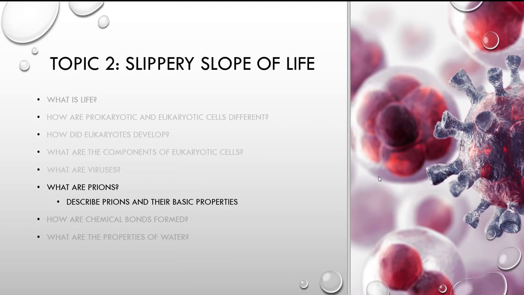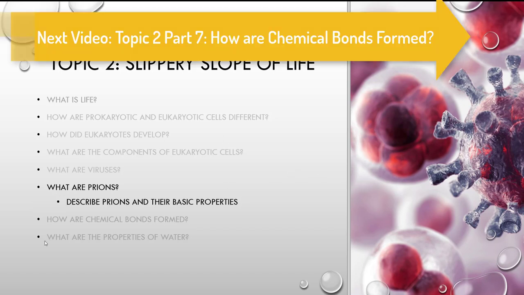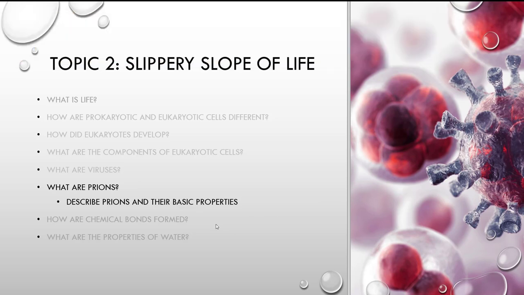So by now you should be able to describe what a prion is and its basic properties. So very short and sweet. In the next video, we're going to get into more chemistry. The last part of topic 2, we're going to learn about chemical bonds, how they're formed, and then we'll link that into the properties of water.